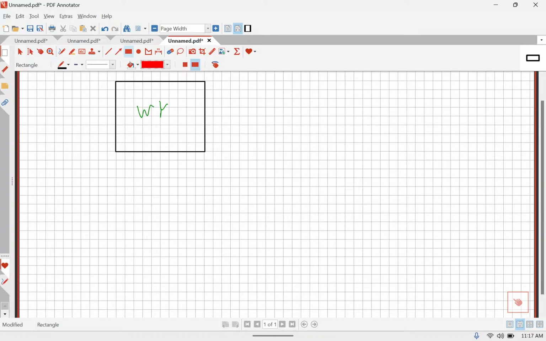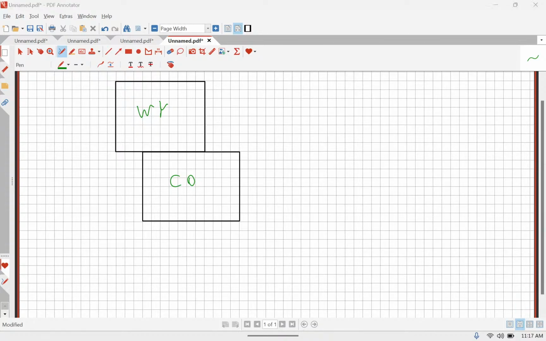And then Colorado is kind of glued to it like this. Kind of like this. You guys know how every state has its two-letter code, like Wyoming is WY, and Colorado is CO.